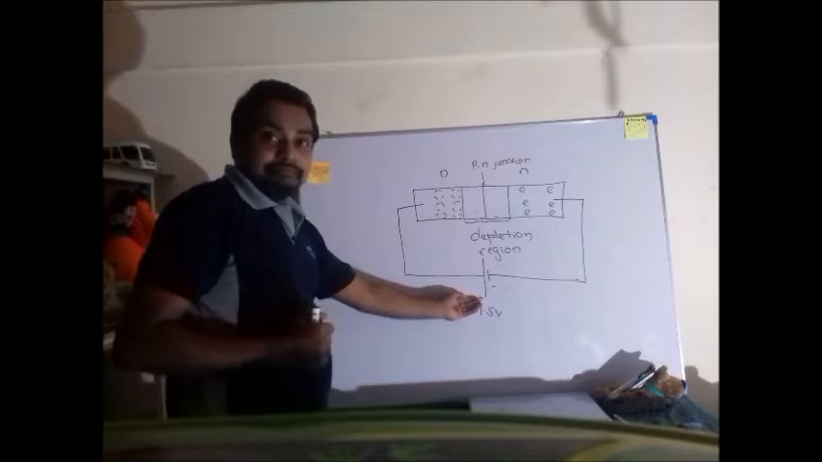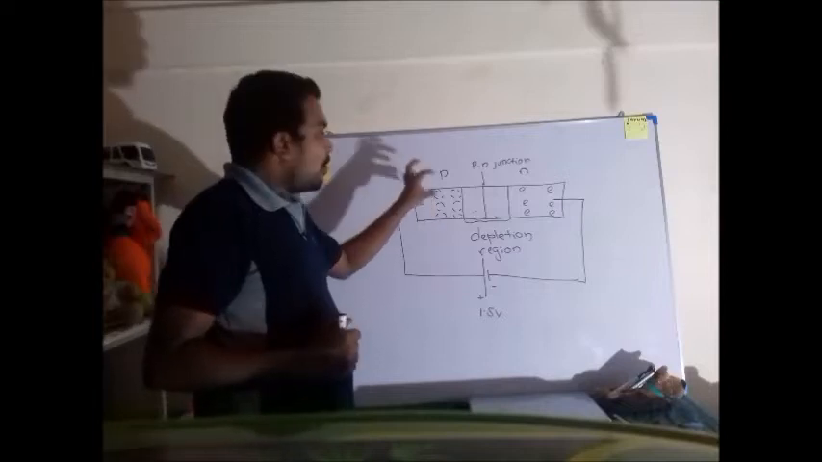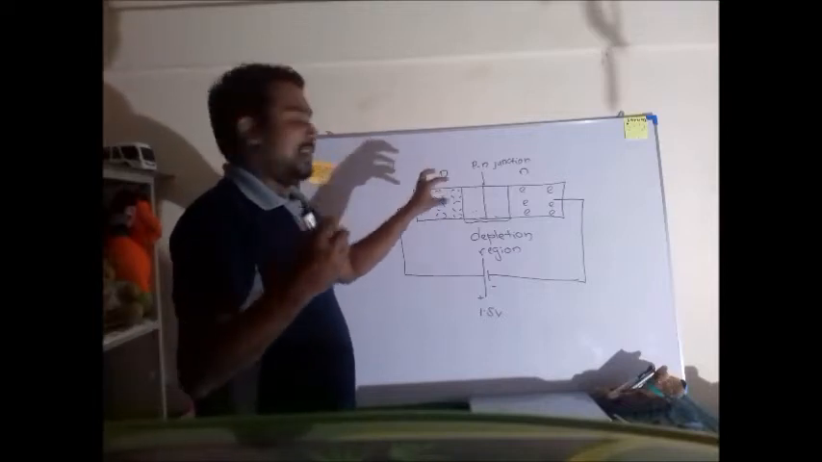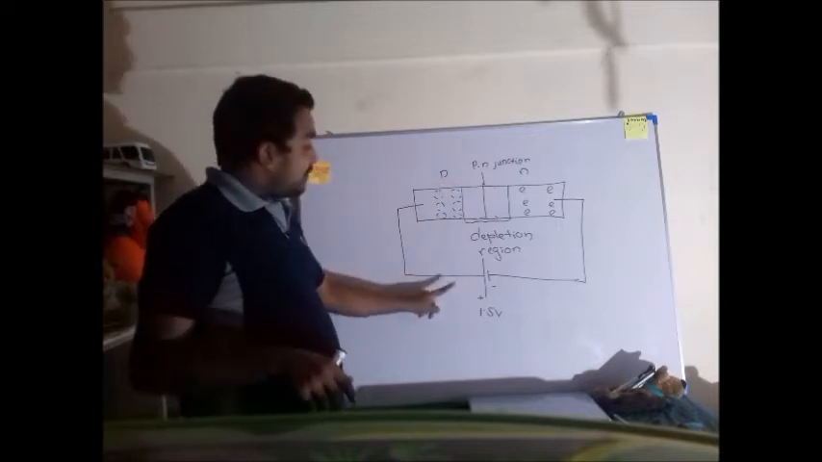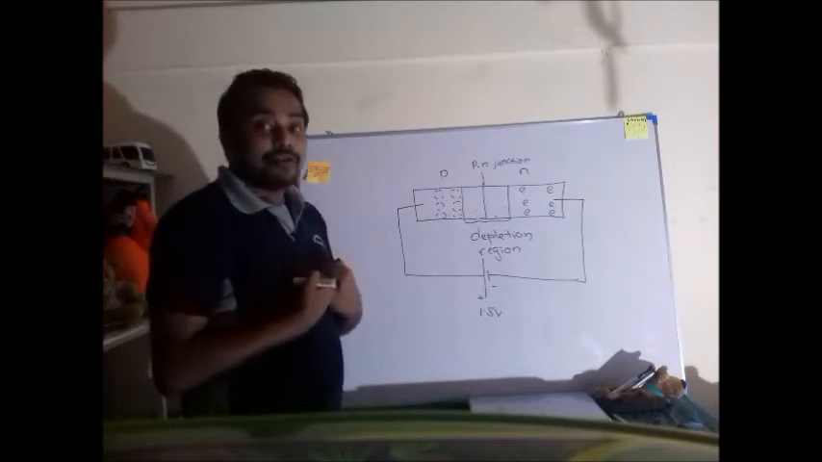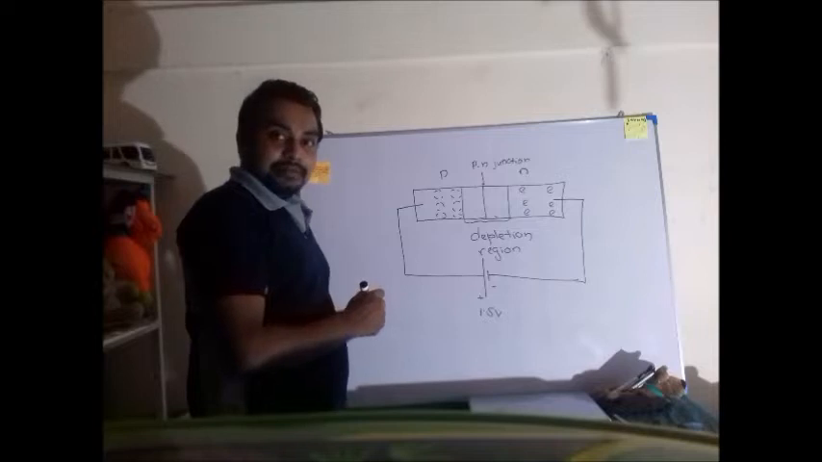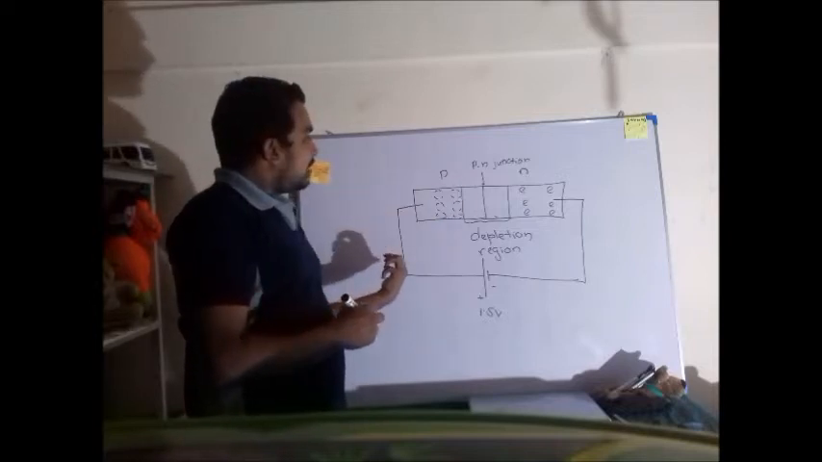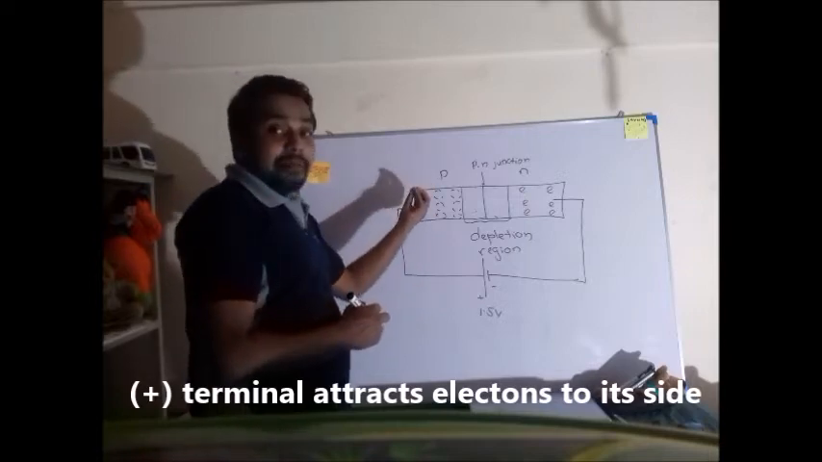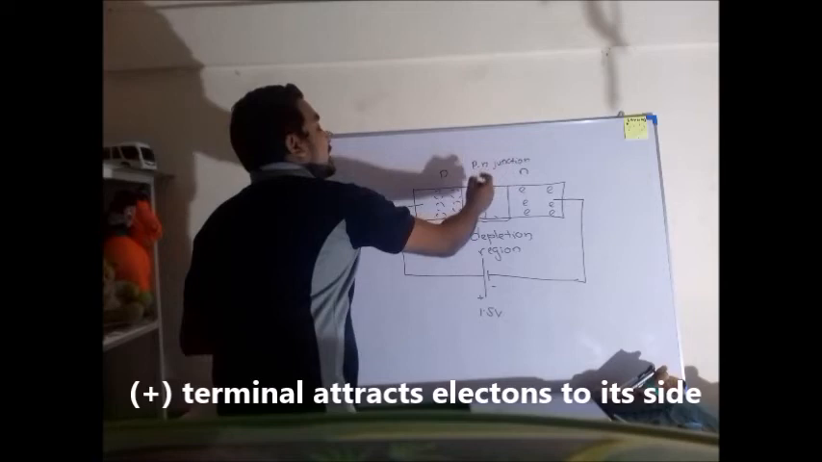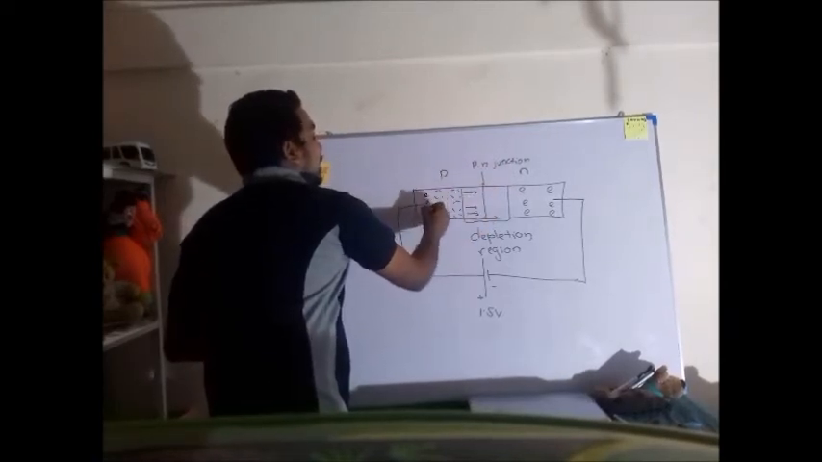Positive charges. We already know that holes seem to be positively charged, but they are not actually positively charged. But the positive charges of this dry cell can attract electrons towards its side. When electrons are attracted towards its side, what happens? Yes, the holes seem to be moving to this direction when electrons are attracted here.